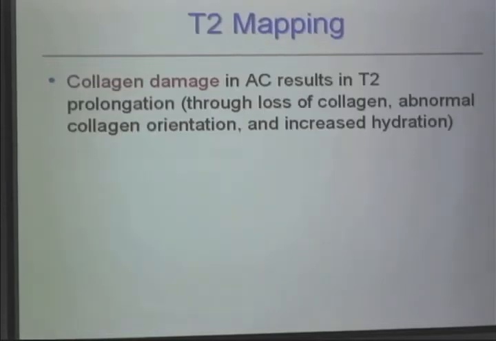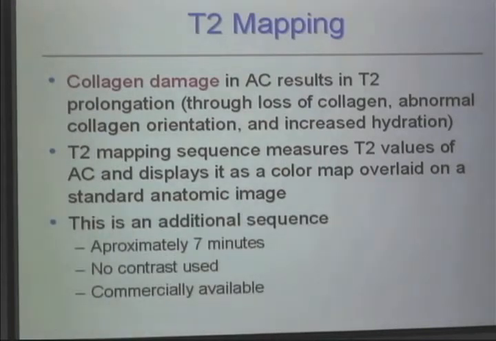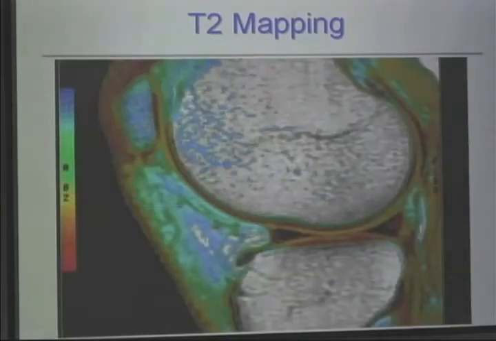First is T2 mapping. Collagen damage in articular cartilage results in T2 prolongation. T2 mapping sequence measures the T2 values of cartilage and displays it as a color map. This is an additional sequence to the normal study. It takes about 7 minutes. No contrast is used, and it is commercially available. And this is what it looks like.